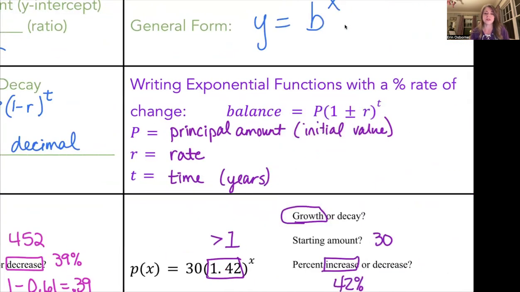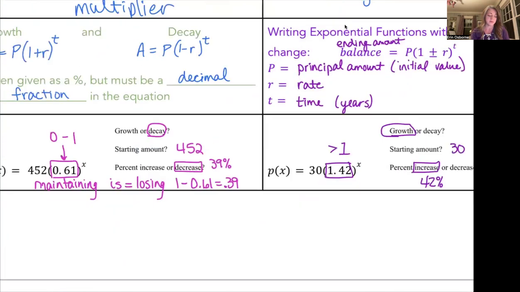We then actually transition to using balance or amount in this case. Ending amount or ending balance is another way to think of it. That you have to start with a principal amount P, and then 1 plus or 1 minus the rate, and then to the time, usually years, but some will be in months or days or any other time increment.